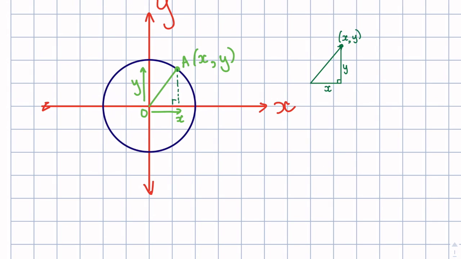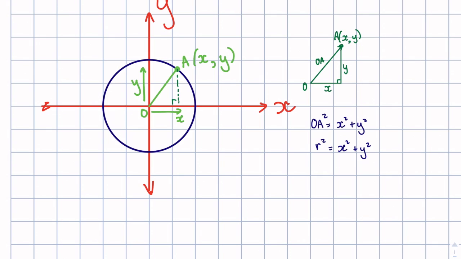Let's say that I wanted the length of the hypotenuse. So this is O and this is A. I'm going to call this length OA. Now if I wanted to know that length, OA, then I'd just do Pythagoras. OA squared equals x squared plus y squared. But that OA is going out from the center of the circle, isn't it? So that makes it the radius.